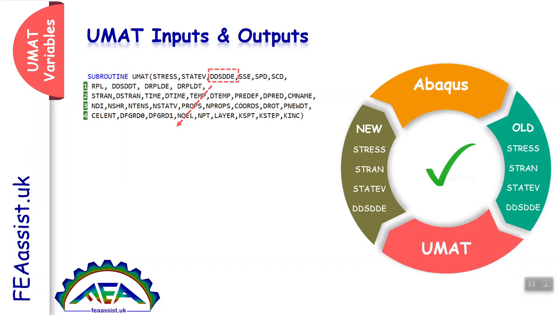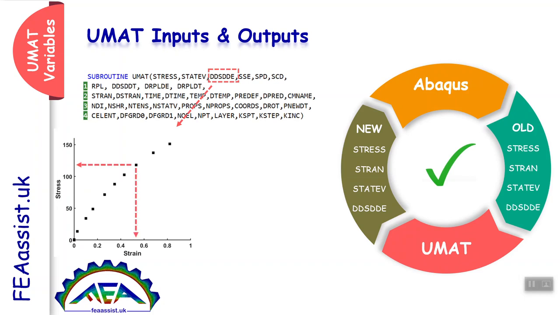Here, as an example, we explain one of the most important variables of UMAT, which is DDSDDE. Consider you have a stress and a strain at this point, and you want to compute or predict the stress at the next point. How can you do that? The first thing that comes to mind is the slope of the diagram. If you have the slope of delta stress with respect to delta strain, then you can linearly solve this problem and predict the stress at each point.